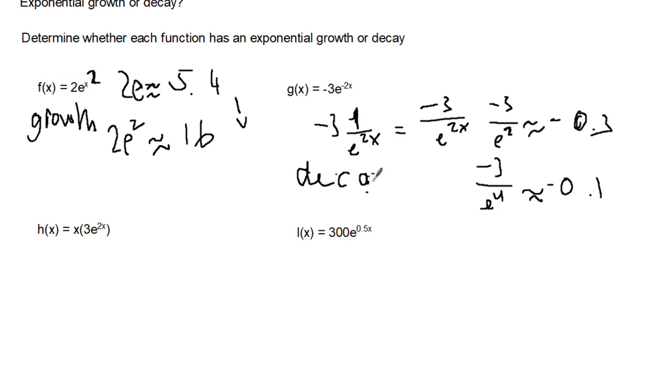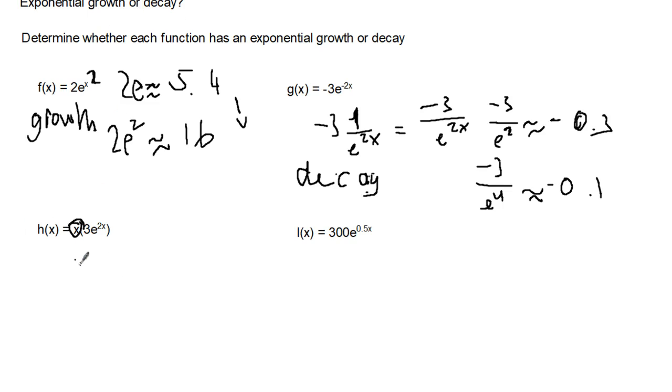Okay, next. x times 3e to the 2x. Is this exponential growth or an exponential decay? It's actually not an exponential function, because there's an x in front right here, and if there's an x, it's kind of a compound function rather than an exponential function. But let's treat it as if it was an exponential function. Is this exponential growth or decay?